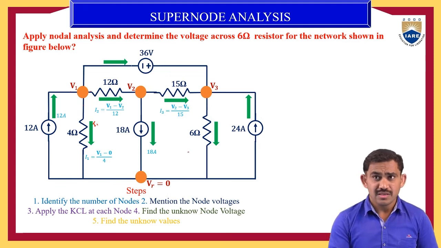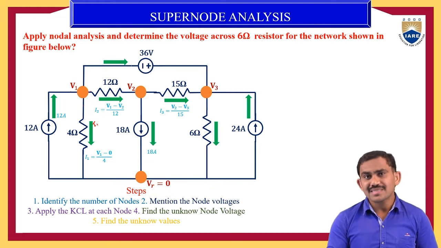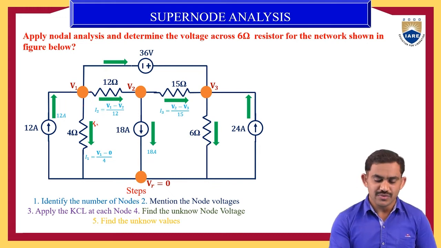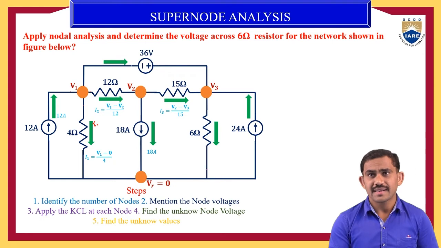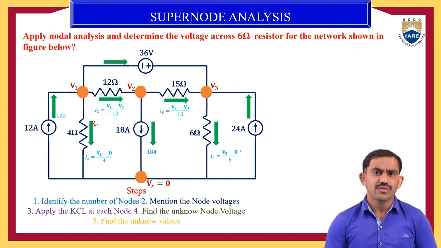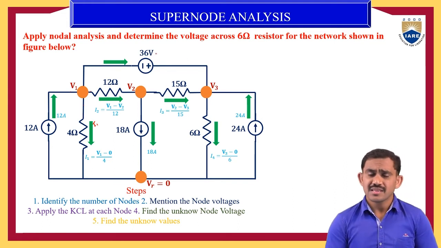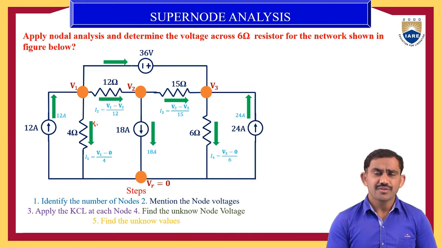At 6 ohms, same as 4 ohms, V3 minus VR. That means the reference voltage, V3 minus VR divided by the resistor value. So V3 minus 0 by 6 ohms. Clear? Now, at last, 24 amps. The 24 amps is a current source, so you directly get 24 amps. We have one more, that is 36 volts. Then what is the current there? Can you write the current there?